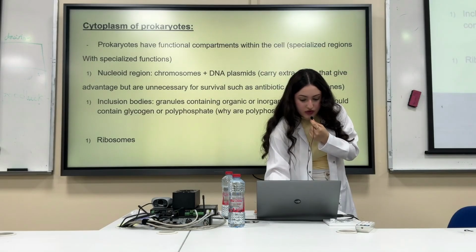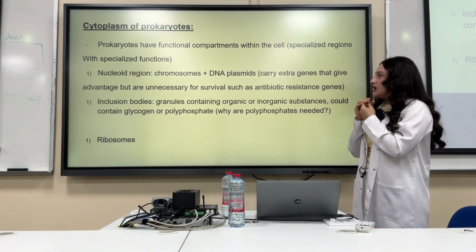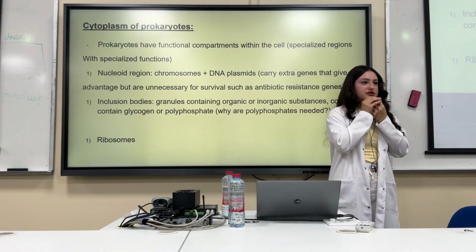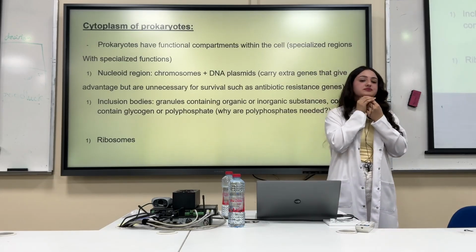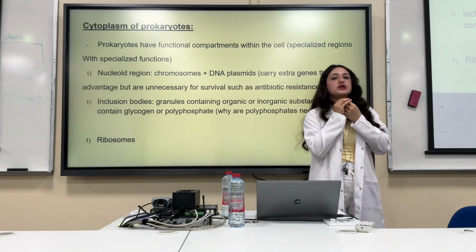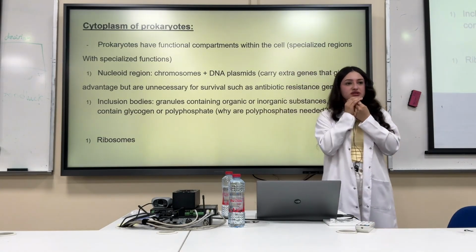When we talk about the cytoplasm of prokaryotes, in the cytoplasm there are specialized regions, there are functional compartments. What are these functional compartments? They are specialized regions that have special functions. And one of them is the nucleoid region. In the nucleoid region, you're going to find two things. From its name, from nucleus. What does the nucleus have?